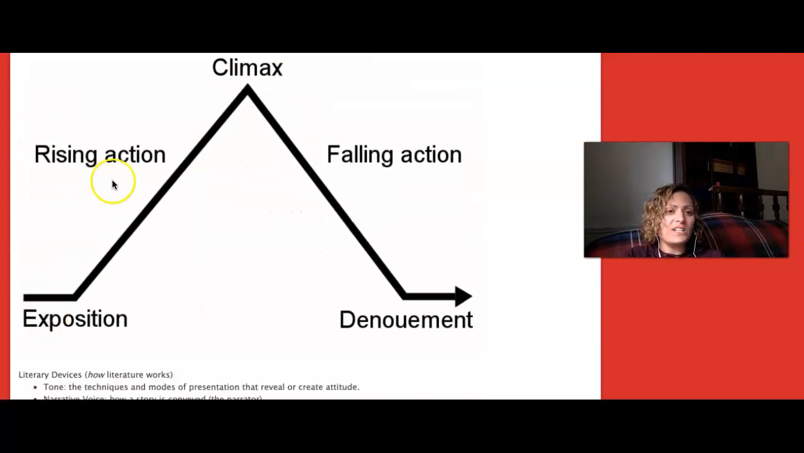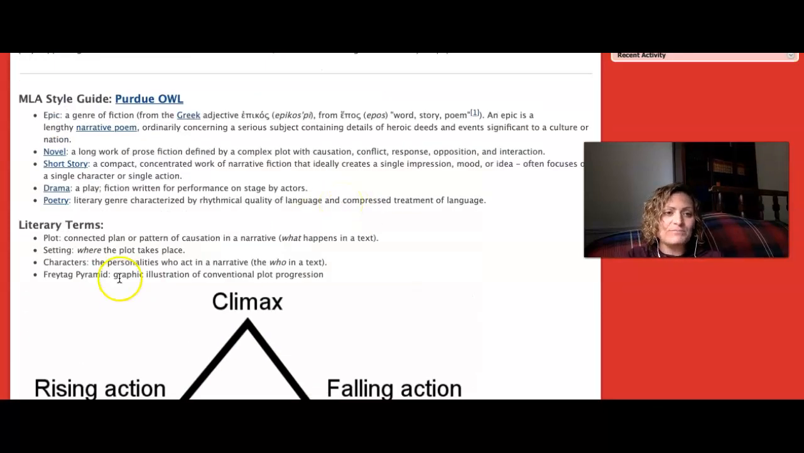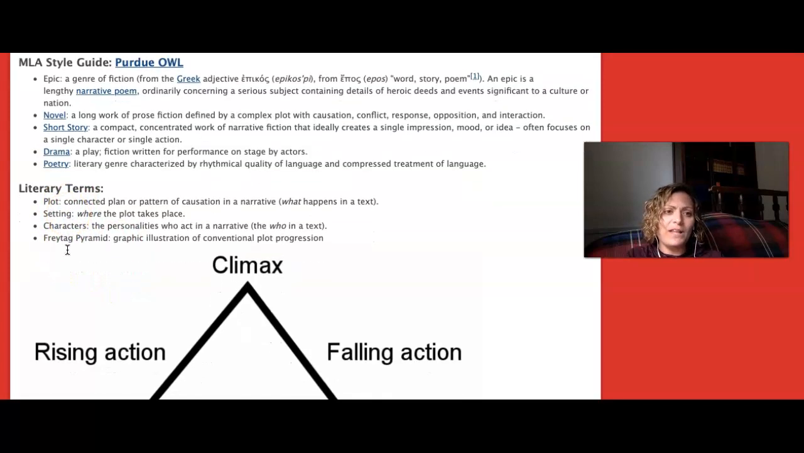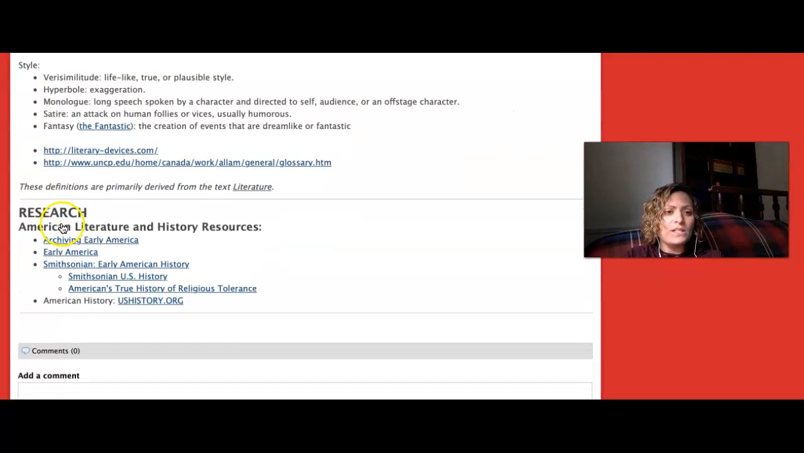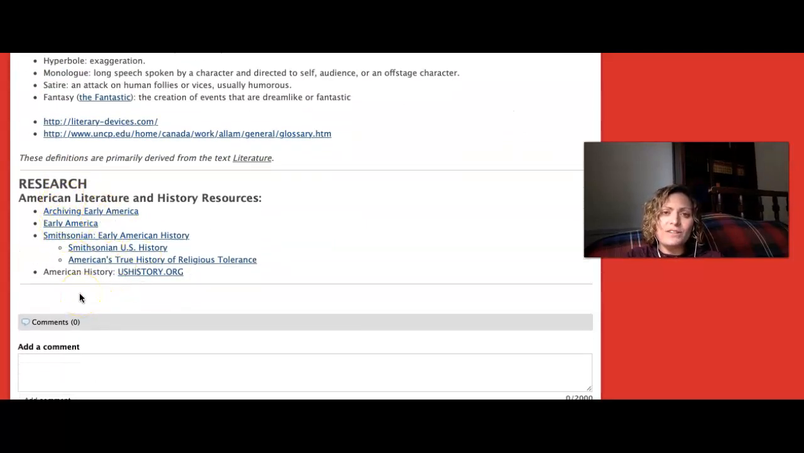So you can talk about the exposition, rising action, climax, and falling action of a novel if that is significant to your analysis. It explains terms like plot, setting, characters. It also gives links to different sorts of history and literature resources. So if you're looking at a novel from the 1950s, you might go to one of these sources and look up the 1950s in America and find out how the context of what was going on in the 50s might have shaped what was being written in that novel.